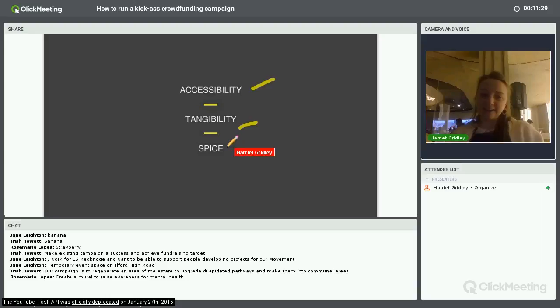And the third thing is spice. This refers to that unique element of a project that makes it really stand out. Imagine you're reading through your Facebook feed, and all of a sudden you see this project that just jumps up at you. If someone were to read about your project in the paper, would they stop and read on, or would they just brush over it?